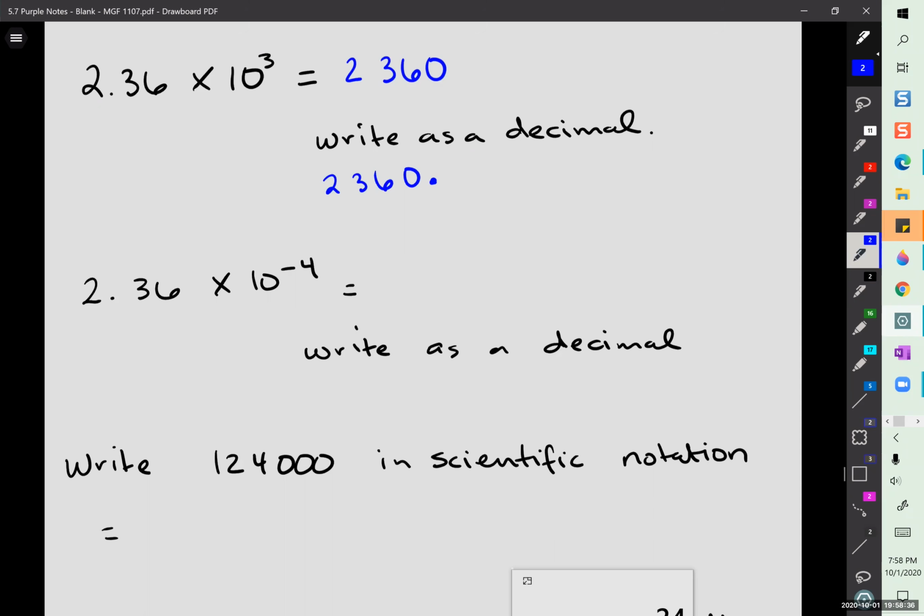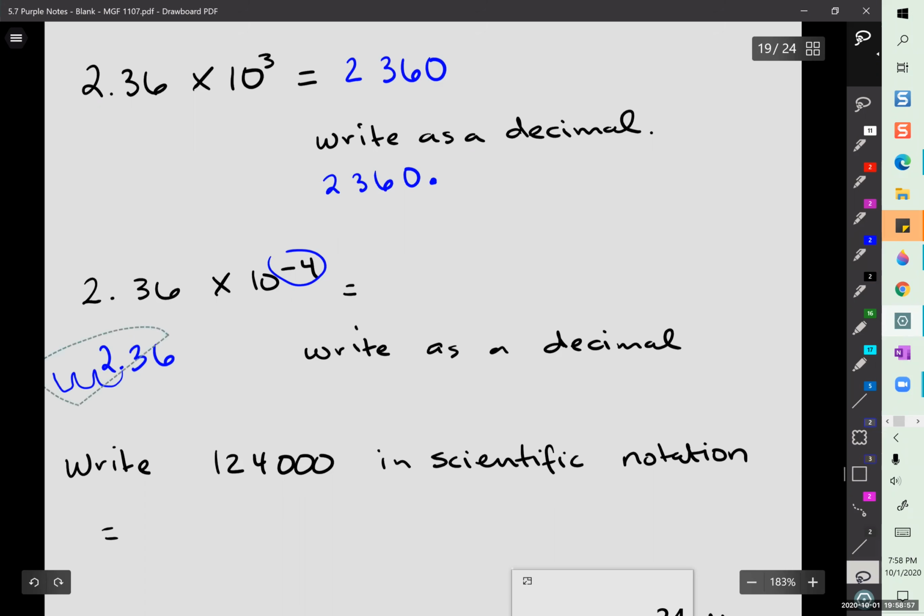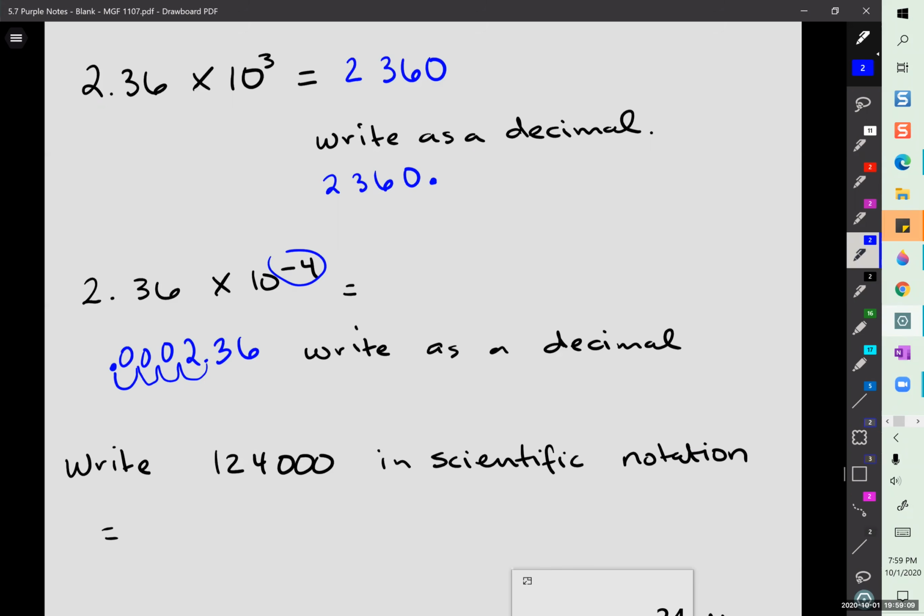And if it's to a negative exponent, we just go in the negative direction, or to the left. 2.36, now 10 to the -4. You would write out the number. And since it's negative, we would go to the left 4 places. So 1, 2, 3, running out of space, 4. Fill in a 0 anywhere there wasn't a number. So we get 0.000236.